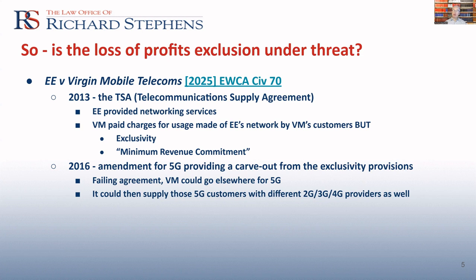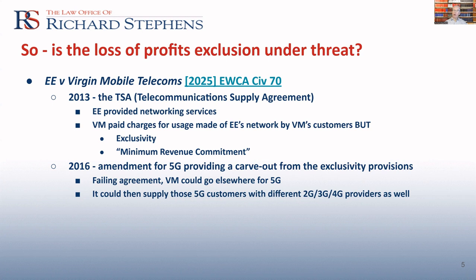5G was on the horizon, so the parties agreed an amendment. And they said that they might come to terms, commercial terms, on including 5G in the TSA, the Telecommunications Supply Agreement. They contemplated that they might not be able to come to terms. And in that case, it was specifically allowed to Virgin Mobile to go out and enter into a contract for 5G with a different network operator. The exclusivity provisions were to that extent waived.